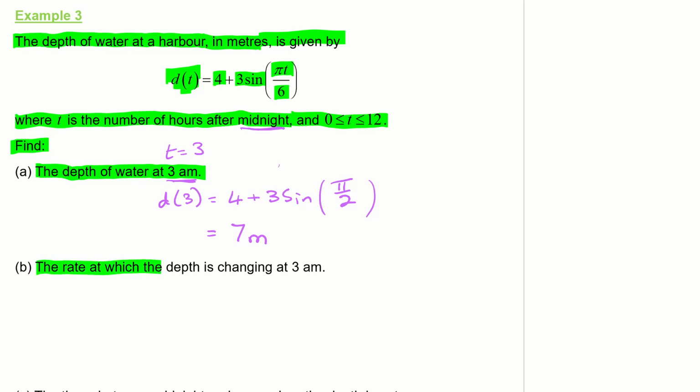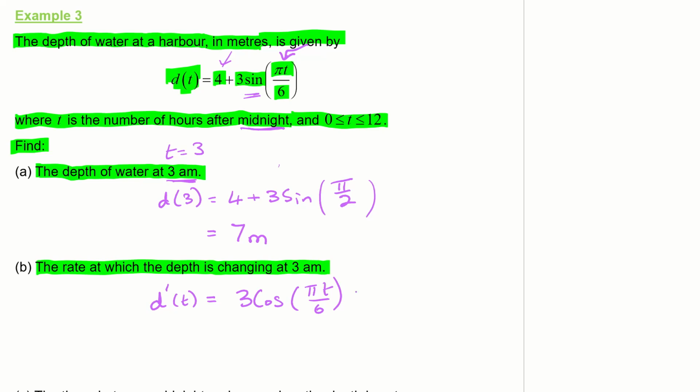The rate at which the depth is changing at 3 a.m. So we need d dashed. So the 4 will just disappear. Now remember that sine differentiates to cos. So we'll have 3 cos pi t by 6. Of course, we know that the argument never changes, so it's going to be pi t by 6.